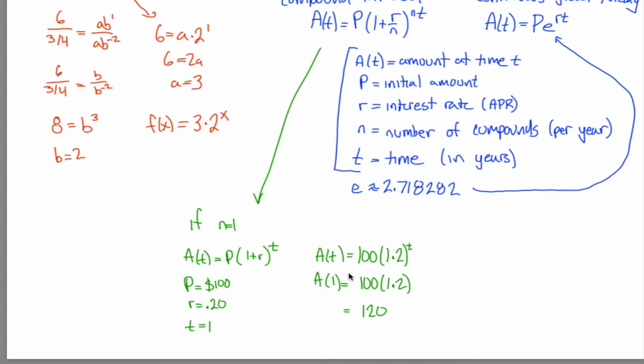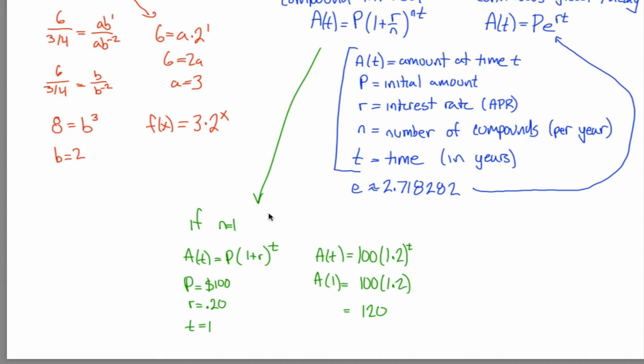And so what's going on here is the 100 is how much you start out with, and then you're multiplying by 1.2 a certain number of times. So if t were equal to 3, I'd multiply by 1.2 times 1.2 times 1.2. I'd multiply it times 100 3 times. So that's kind of the exponential aspect of this.